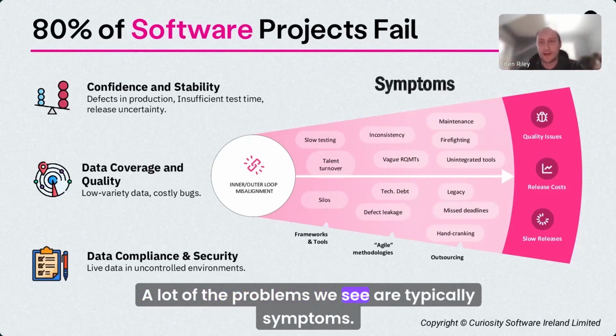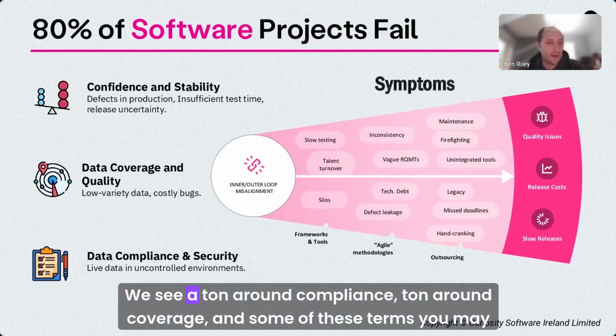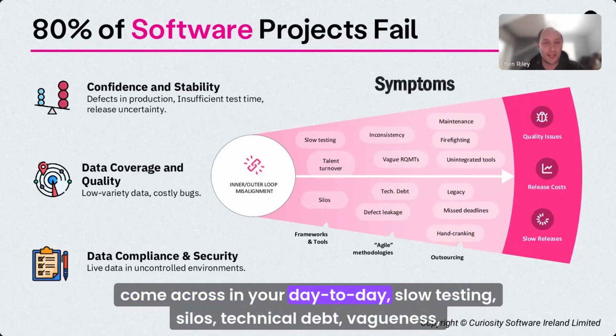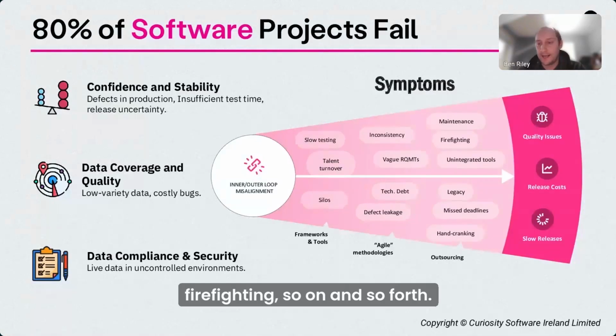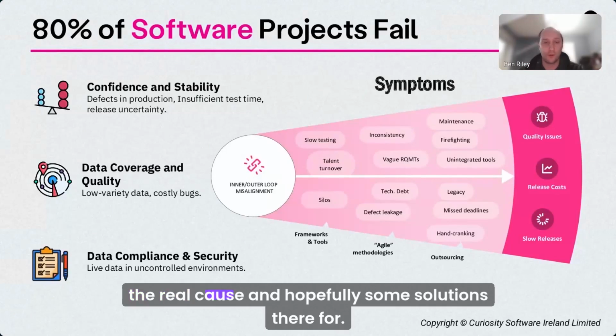A lot of the problems we see are typically symptoms, right? They are masking where the real root cause comes from. We see a ton around compliance, a ton around coverage, and some of these terms you may come across in your day-to-day: slow testing, silos, technical debt, vagueness, firefighting, and so forth. And our goal really is to try and root out where these symptoms come from and get to the real cause and hopefully some solutions.